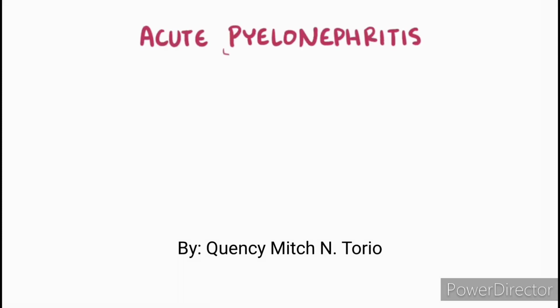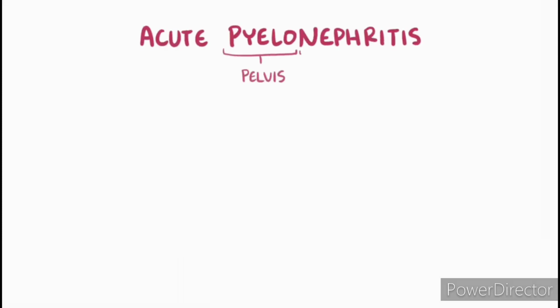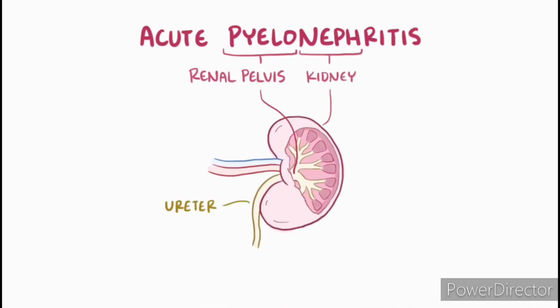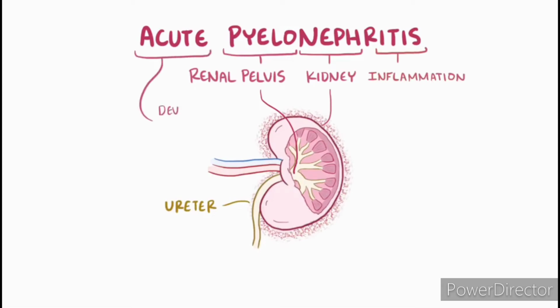Pyelonephritis. Pyelon means pelvis and neph refers to a kidney. So in this case, it's the renal pelvis, which is the funnel-like structure of the kidney that drains urine into the ureter, and itis means inflammation. So acute pyelonephritis describes an inflamed kidney that develops relatively quickly, usually as a result of bacterial infection.